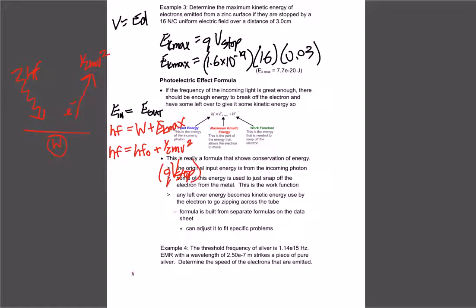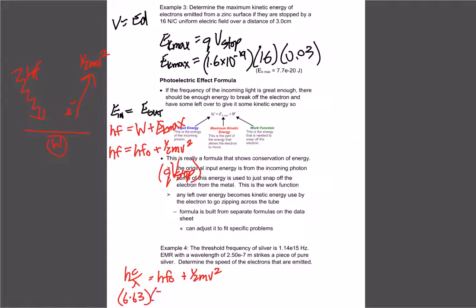So we need to go hf coming in, hf0 for the work function, and then 1/2 mv squared for the electrons going out. So we just need to plug all those in. So 6.63 for our h. Our frequency in this case, they give us wavelengths. We're actually going to have to use hc over lambda instead. Okay, so we'll have hc over lambda.